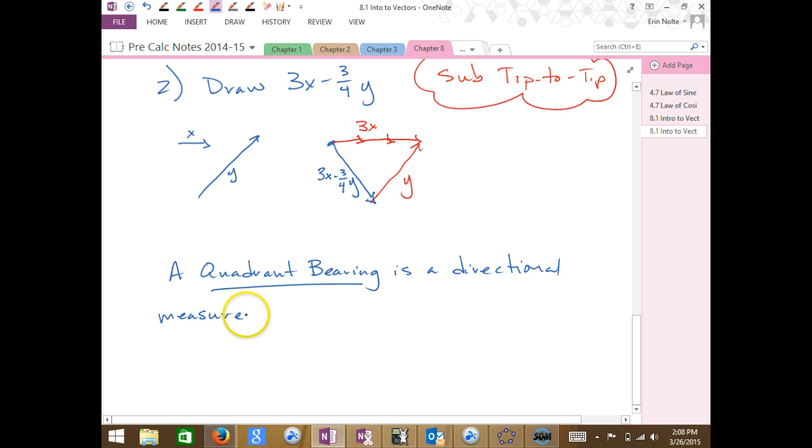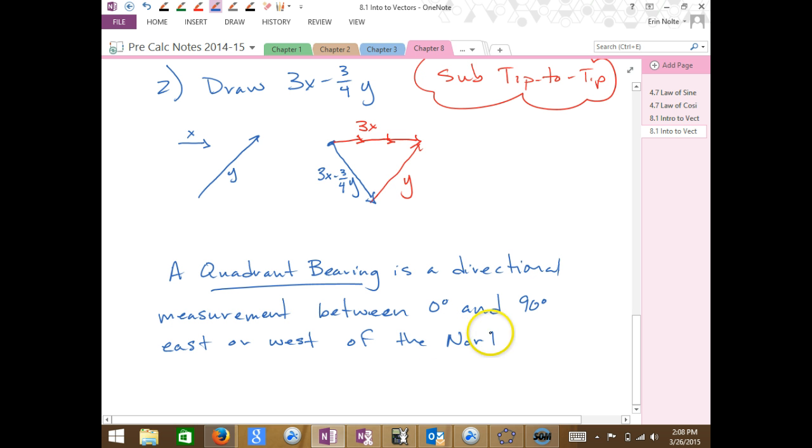A directional measurement between 0 and 90 degrees, east or west of due north or the north-south side.